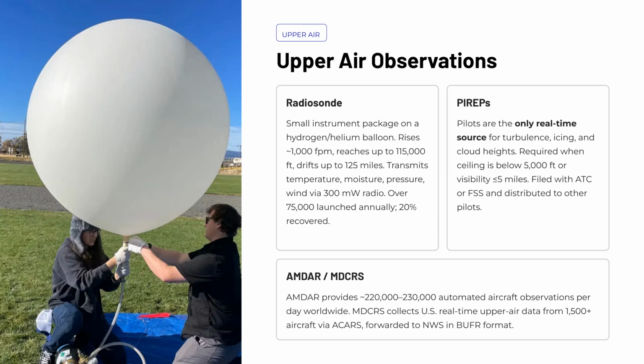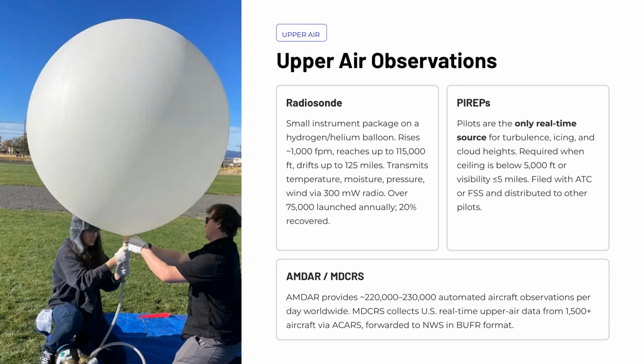Attached to a hydrogen or helium balloon, this small instrument package ascends at roughly 1,000 feet per minute, reaching altitudes up to 115,000 feet. As it climbs, it transmits temperature, moisture, pressure, and wind data via a low-power radio signal. Over 75,000 radiosondes are launched every year worldwide, though only about 20% are ever recovered.